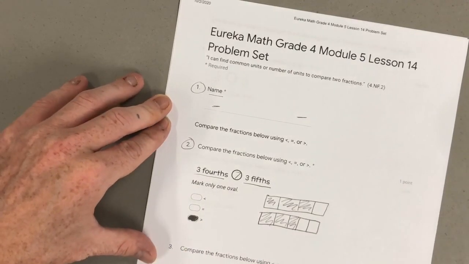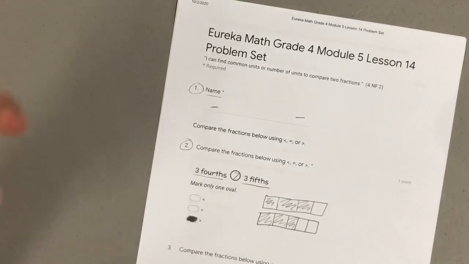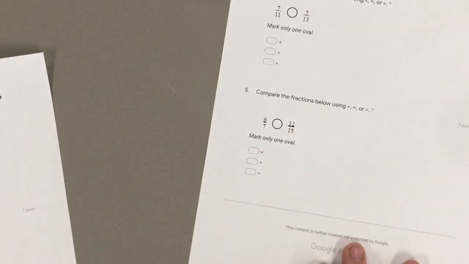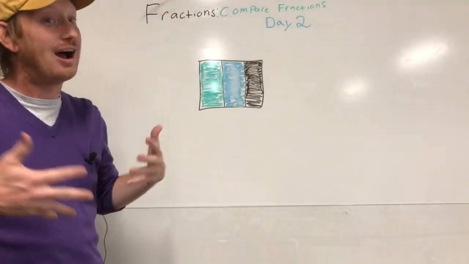If you are doing the seesaw activity, make sure that's what you complete. If you are doing this activity, you have questions 3, 4, and 5 for you to do all on your own. That ends our lesson for today. I hope you learned a lot.